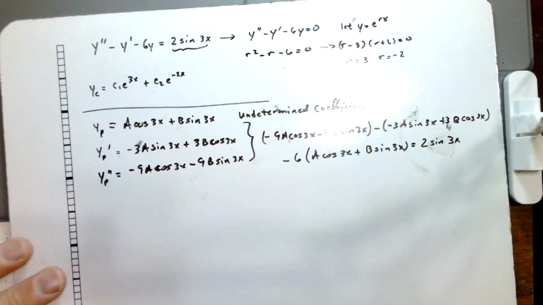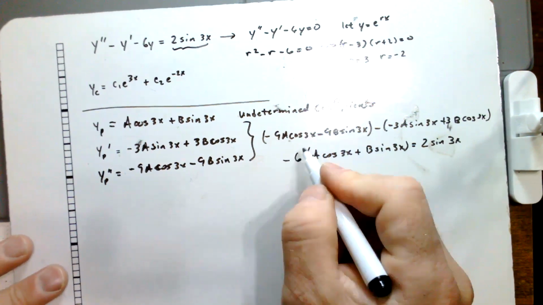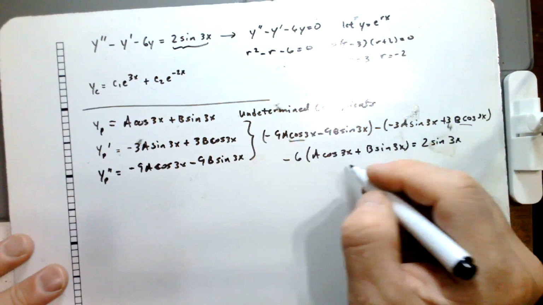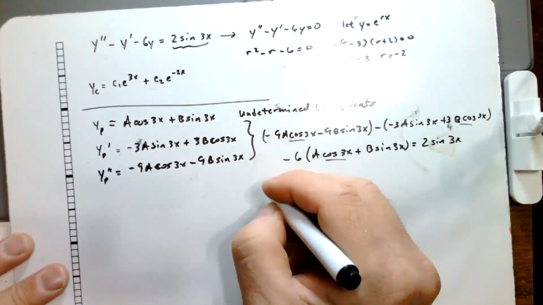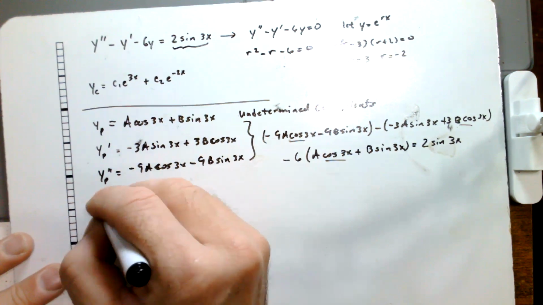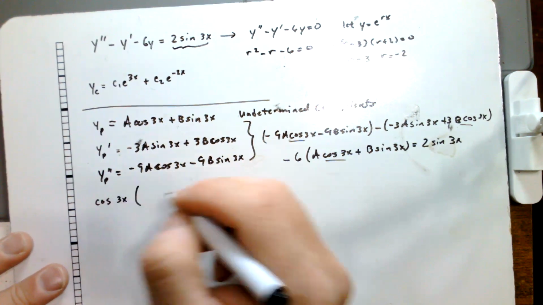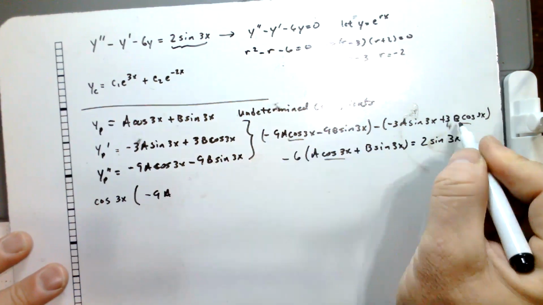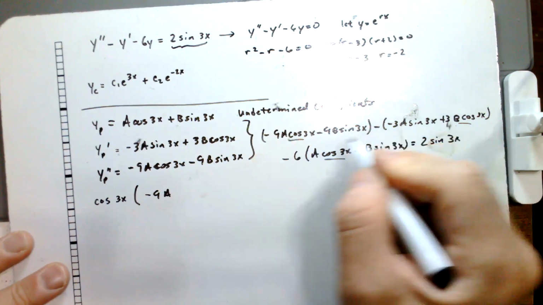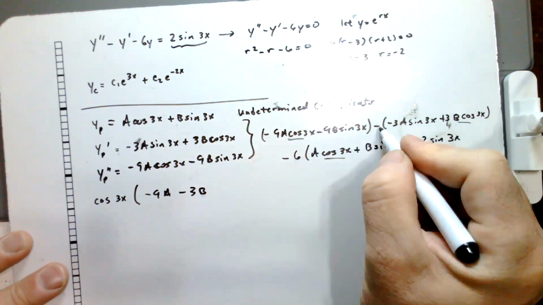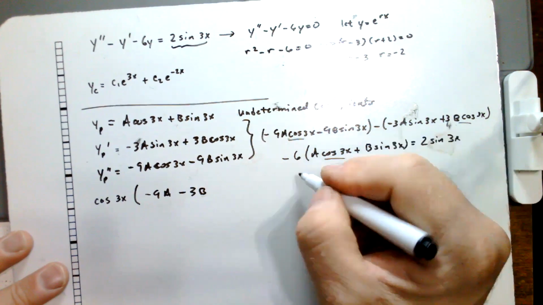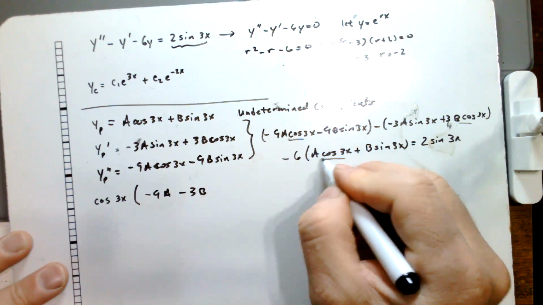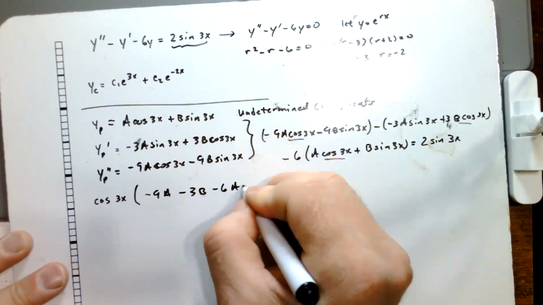Okay? All right. So now, for me, I think that what's most useful is to gather all the cosine terms together and all of the sine terms together. So I'm going to factor out that common factor of cosine 3x. And then looking at this, there's a negative 9a from here. I have a 3b, but it's a minus 3b, from distributing the minus sign. And then here I have a minus 6a.